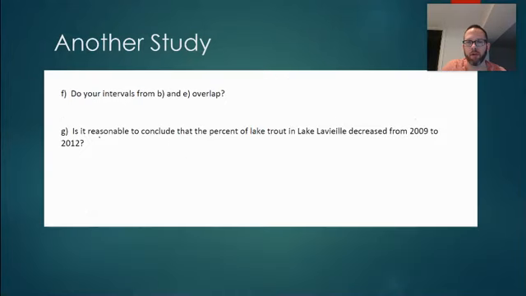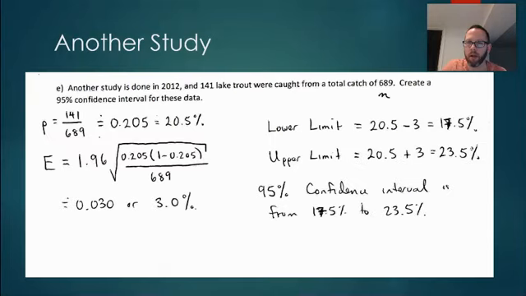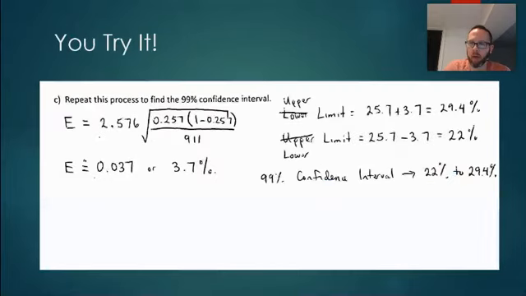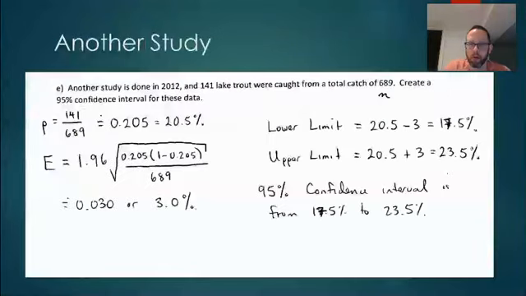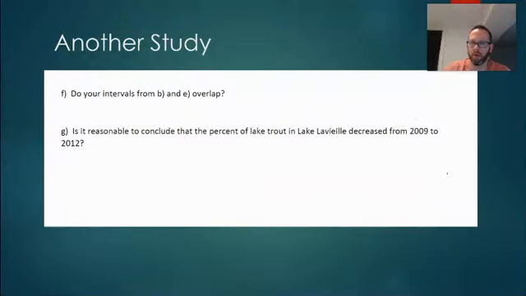So if you look at our two intervals, do they overlap? And they actually do, right? Our previous interval's lowest value is 22%. And our new interval's highest value is 23.5%. So yeah, our intervals do overlap. And I'll just say in brackets, they overlap in this range from 22% to 23.5%.